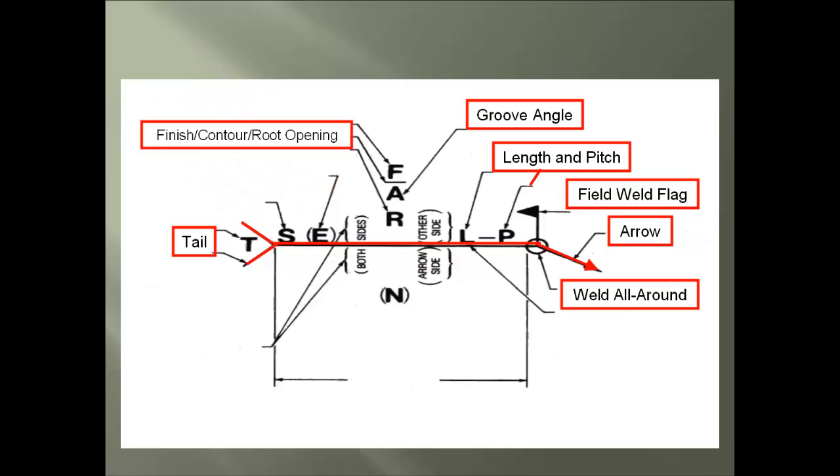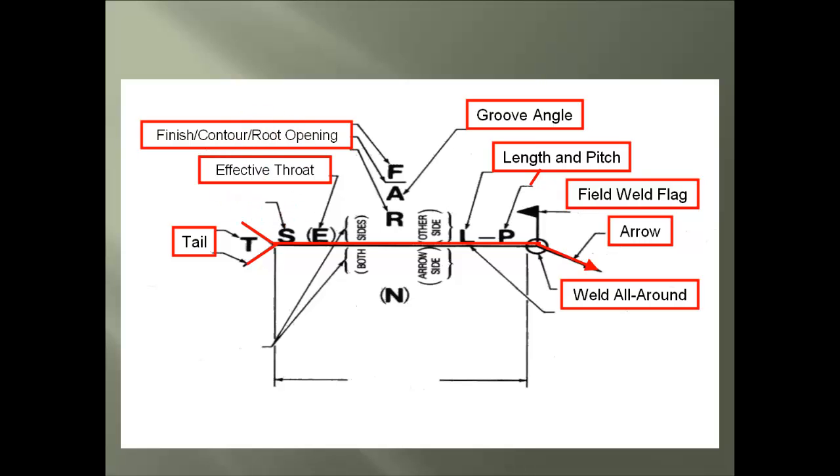Now we have three different notations. First, the F will have a symbol for the finish of the weld face. Second, the line will have a symbol for the finish contour of the weld face. And the third notation, which is the R, will have a fraction number for the root opening.